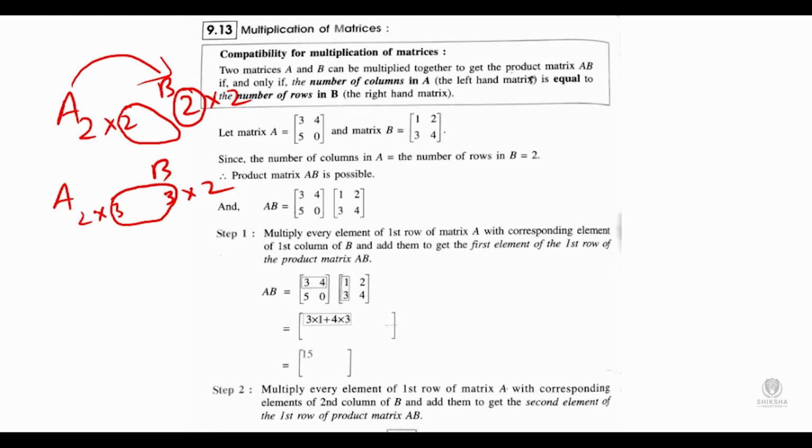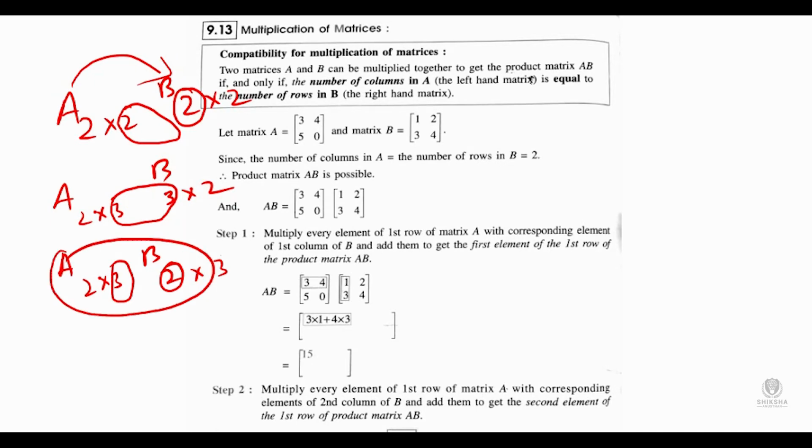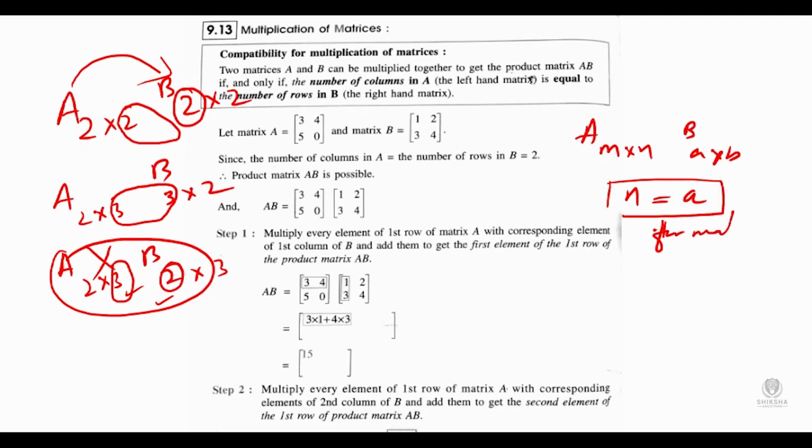Had it been A is 2 by 3 and B is 2 by 3, then these two matrices can never be multiplied. The reason being that these two numbers are not equal. So the condition is, if A is a matrix of m into n and B is a matrix of n into p, then for A by B, n should be equal to the number of rows of B, for the matrix to be multiplied, or to carry out multiplication.